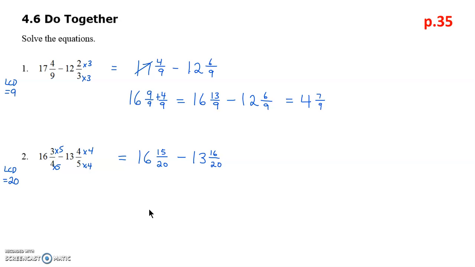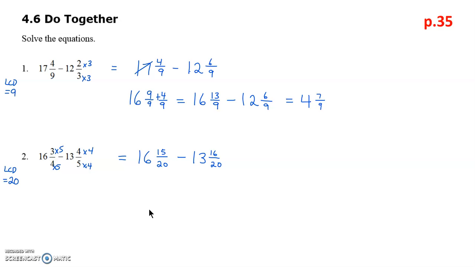Now these ones all require borrowing today, but there's lots of times where you would end up with fractions that you could just easily subtract with no borrowing required. So keep that in mind. Until you change the fractions, you don't know if you need to borrow or not.